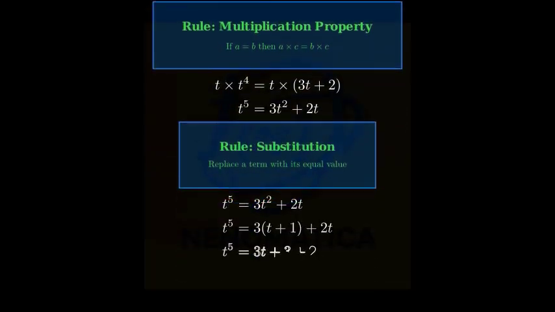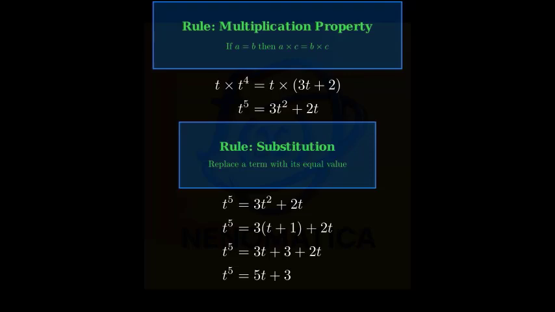Let's replace t squared with t plus 1 in our equation. This gives us t to the fifth power equals 3 times t plus 1 plus 2t, which simplifies to t to the fifth power equals 3t plus 3 plus 2t. And finally, t to the fifth power equals 5t plus 3. Therefore, we found that t to the fifth power equals 5t plus 3.